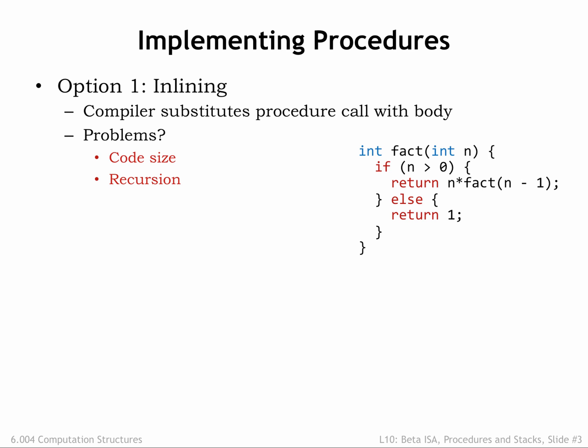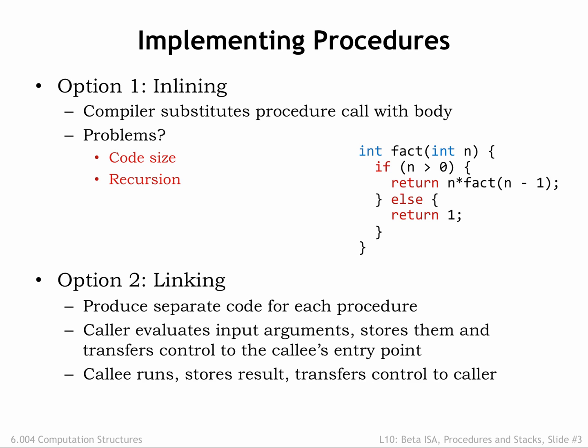A bigger difficulty is apparent when we consider a recursive procedure, where there's a nested procedure call to the procedure itself. During execution, the recursion will terminate for some values of the arguments, and the recursive procedure will eventually return an answer. But at compile time, the inlining process would not terminate, and so the inlining scheme fails if the language allows recursion. A second option is to link the procedure.